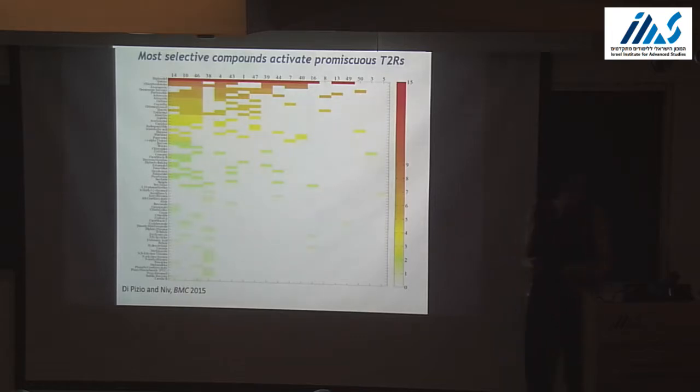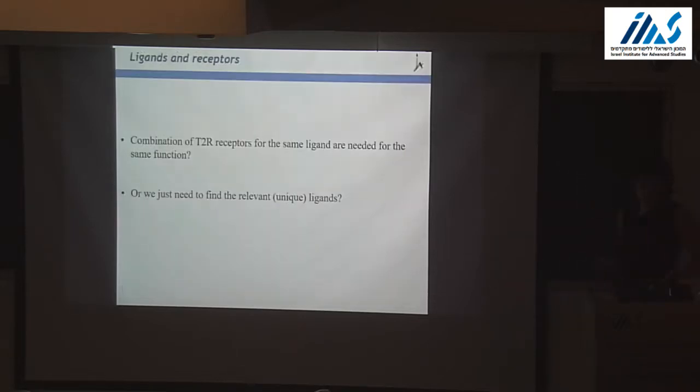So most selective compounds activate T2Rs that are promiscuous, and this is what I showed you before in cartoon. This is really numbers, colored by how many receptors are activated. And you can see that very few green ones appear here. Everything is happening for the promiscuous receptors.